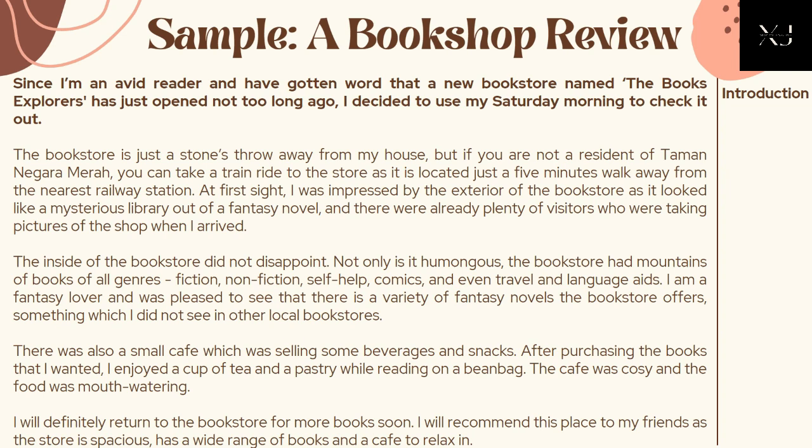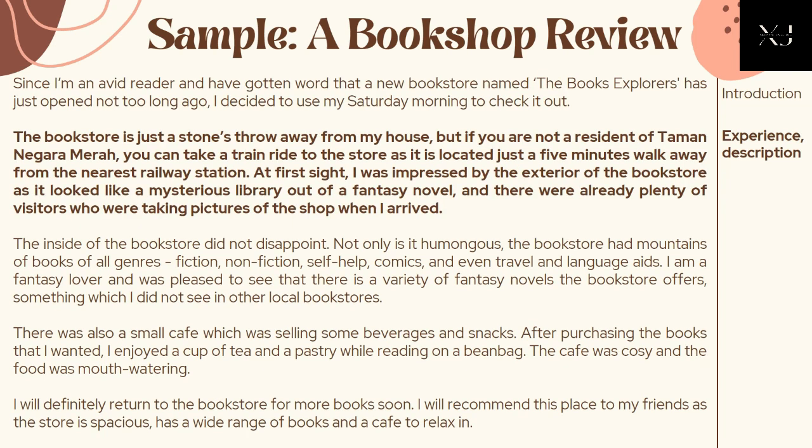When? Okay, and then our next paragraph, the bookstore is just a stone's throw away from my house, but if you're not a resident of Taman Negara Merah, you can take a train ride to the store as it is located just a 5 minutes walk away from the nearest railway station. Okay, here we are talking about the location of the bookstore. Okay, you can see it's very close to the residential area, and we talk about how people can go there using a train. Railway station means train station, by the way. So the location is very good. It's very convenient to go there.